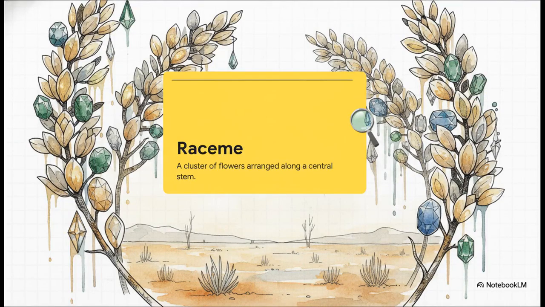And the rich imagery just keeps building. The poet brings in the word raceme, which is actually a botanical term for a cluster of flowers arranged along a central stem.